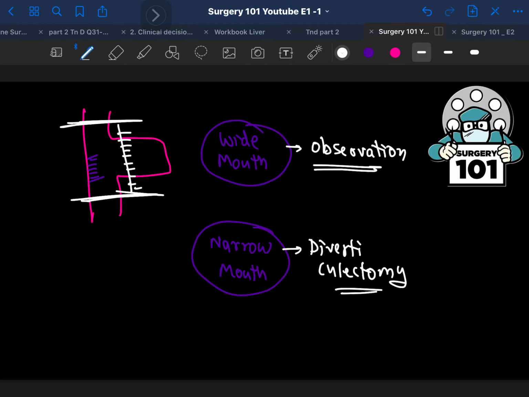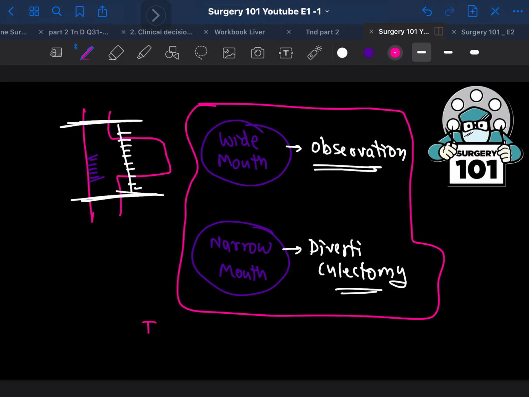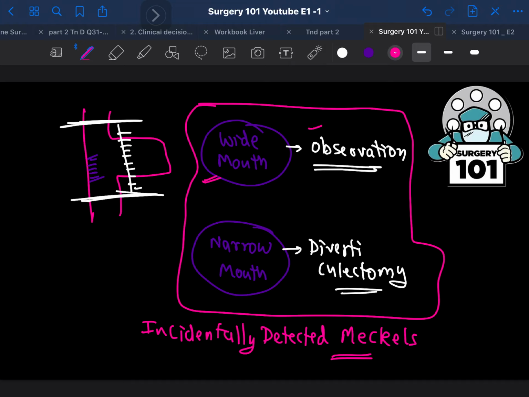Now, what I'm talking about is for an incidentally detected Meckel's. So if they say there is an incidentally detected Meckel's and it is a wide mouth Meckel's diverticulum, you go in for an observation. And if they say incidentally detected Meckel's with a narrow mouth, you go in for a diverticulectomy. But let's assume that nothing is mentioned. They just mention incidentally detected Meckel's. What do you go in for? You have to go in for a diverticulectomy.